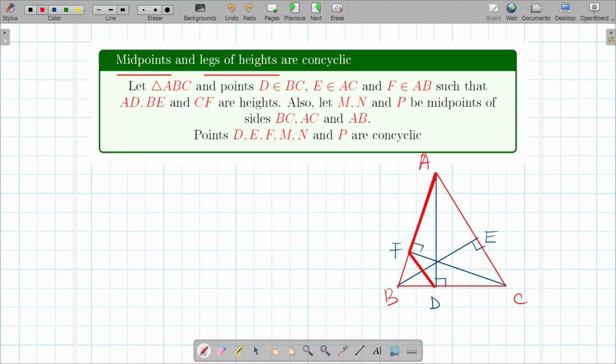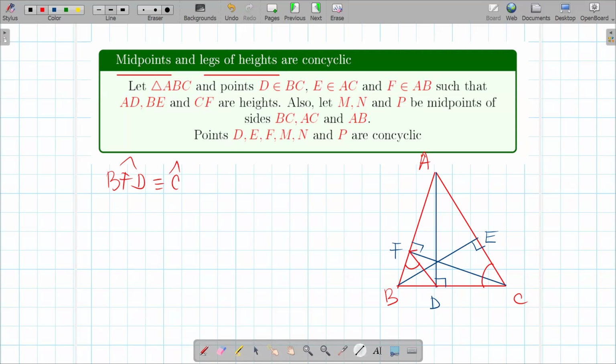So this quadrilateral being cyclic actually means that if we connect F with D here, well, the angle BFD, this angle is external to quadrilateral AFDC. That angle is going to be equal to angle C. So BFD is congruent to angle C.